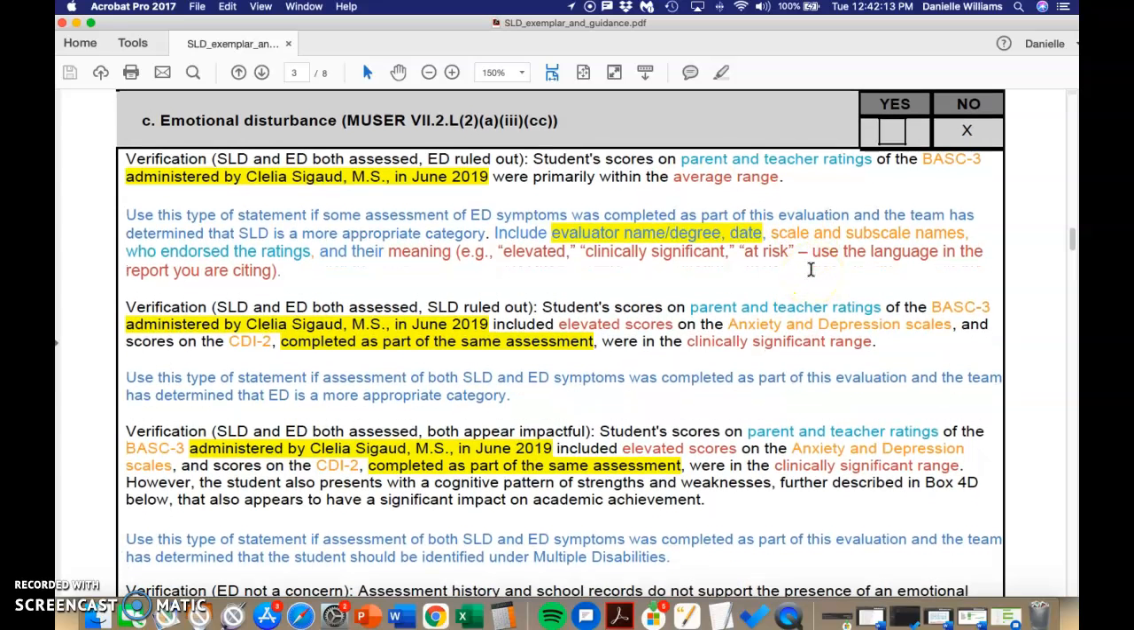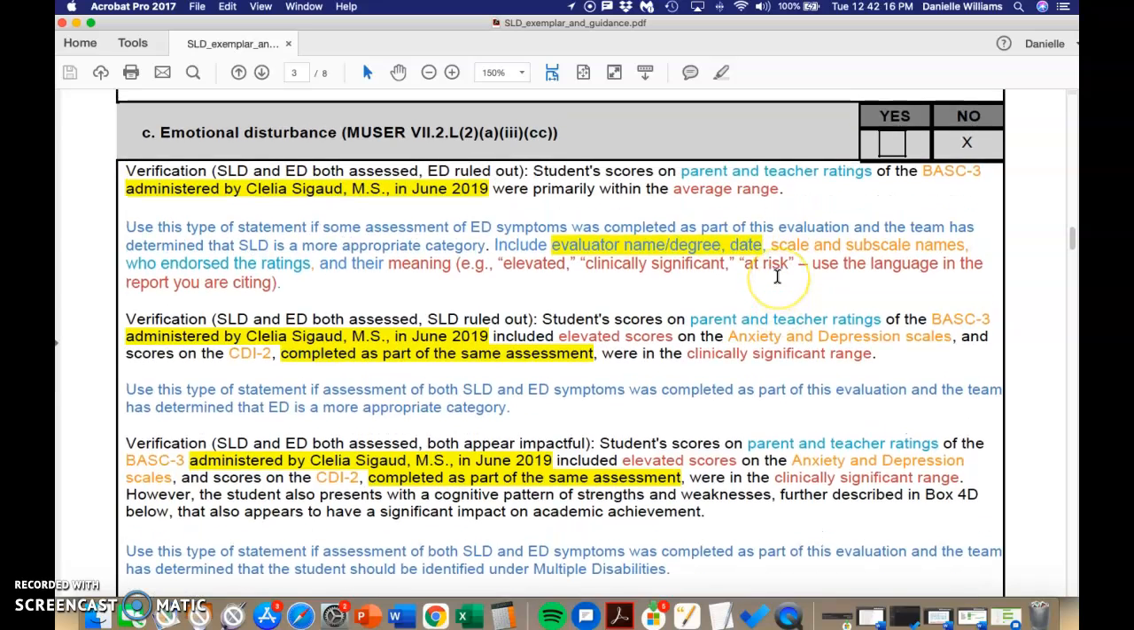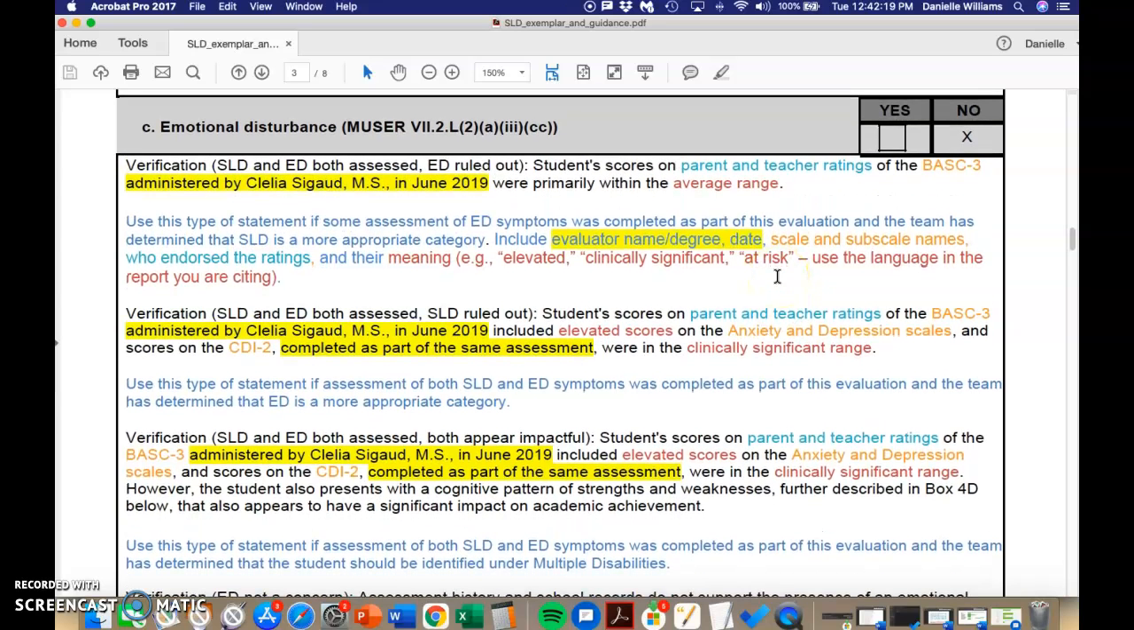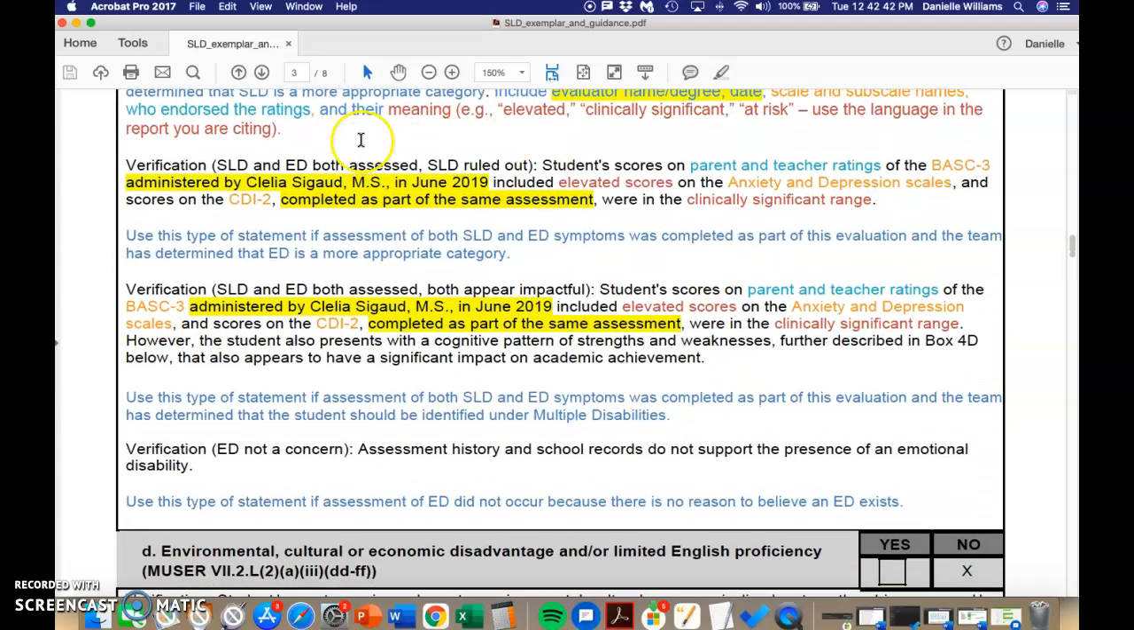C asks you to rule out an emotional disturbance. So if rating scales were administered as part of the evaluation for SLD as well, then you would indicate here if they were both assessed but ED was ruled out, kind of follow this top part here. In that case, usually what that means is rating scales came back in the average range. If you're answering yes to this one, SLD and ED were both assessed, but we've ruled out SLD and indicated ED is the more appropriate, then you're going to talk about those rating scales probably being in the clinically significant range, and you're going to answer yes.